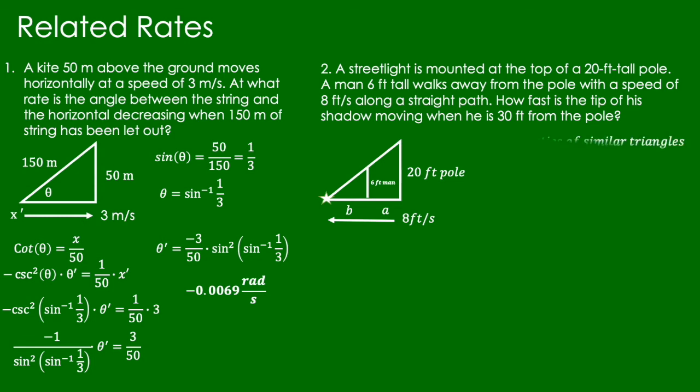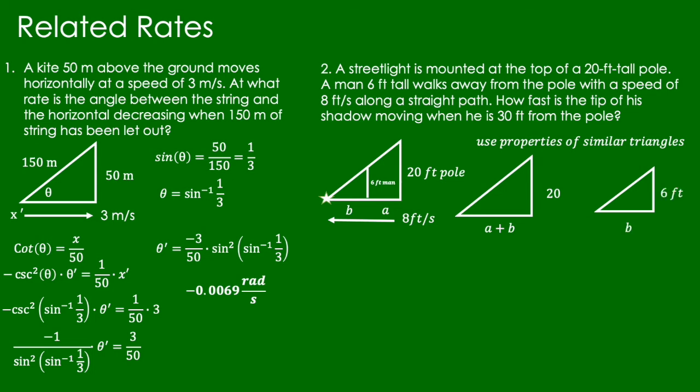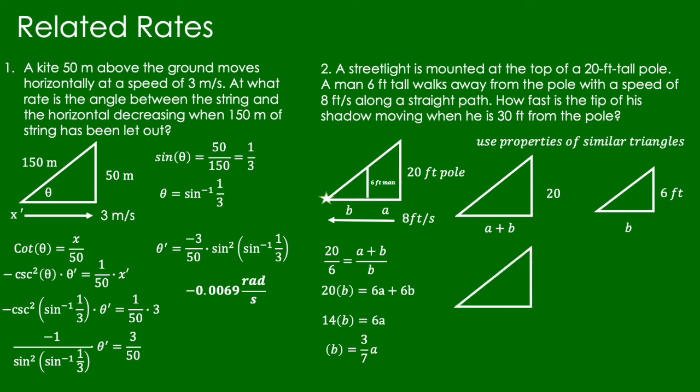To solve it, we'll use properties of similar triangles, where the bigger triangle represents the tip of the shadow, a plus b, and the smaller triangle represents the shadow, but not the full distance, and the man's height. We'll use these 2 triangles to create a relationship where we'll solve for one of the variables, b. We solve for b because we need to get what we're concerned about, the bigger triangle, into one variable. So we'll plug in b for a, and this represents the tip of the shadow, remember.